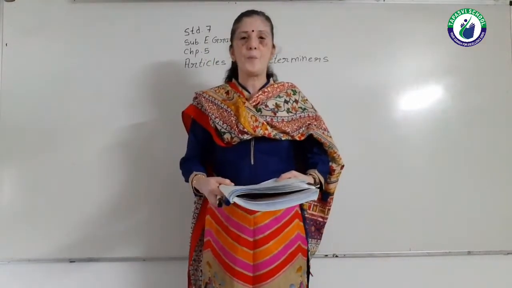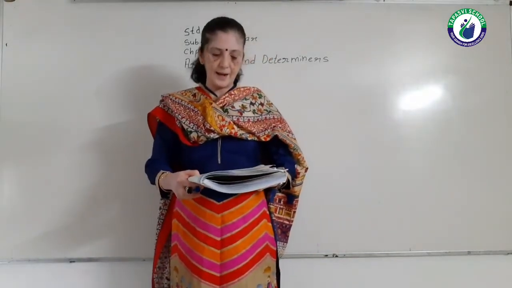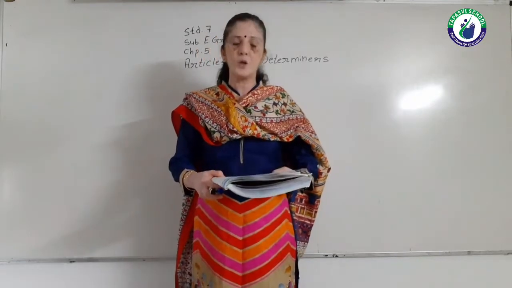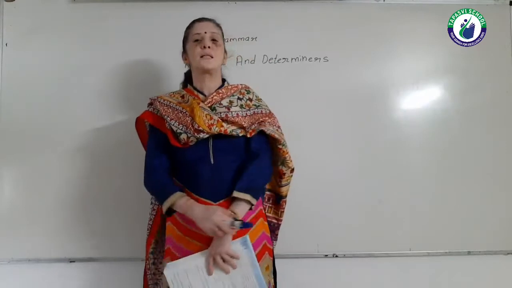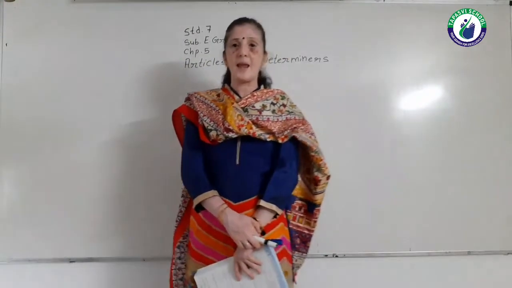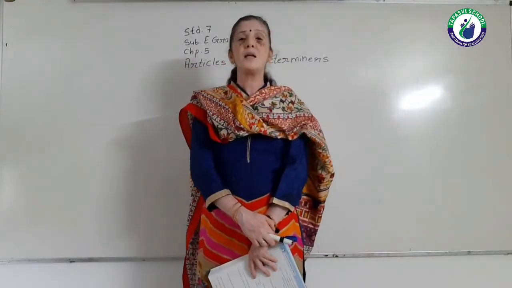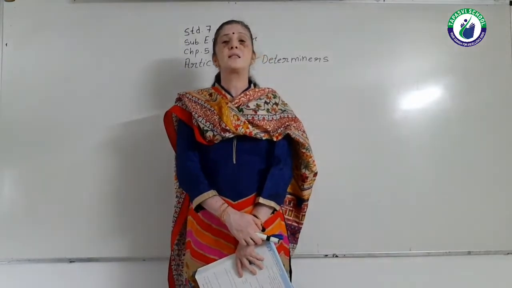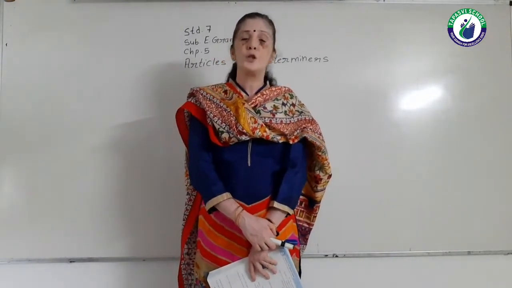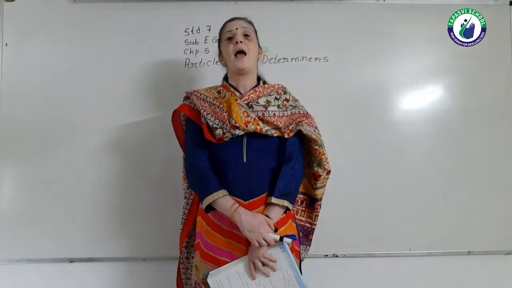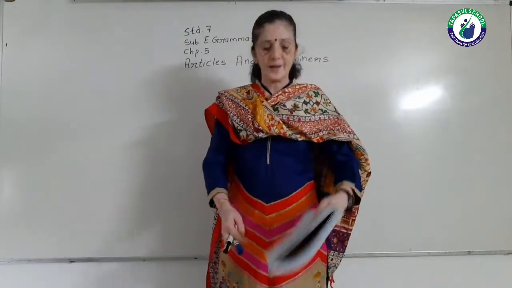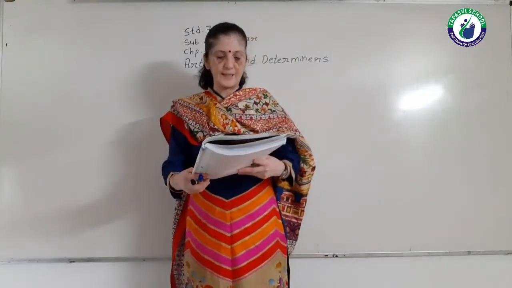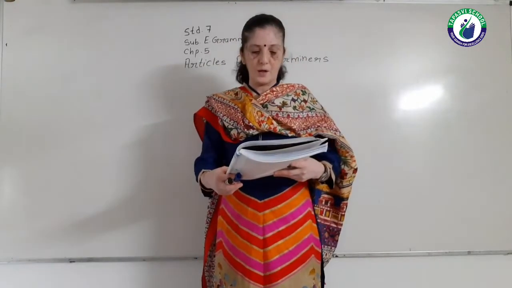Now let's read the points. Article a is used before singular countable nouns which begin with a consonant sound. A is used before a singular noun which should be countable and the sound of that noun should be consonant. For example, a river, a book, a joke.